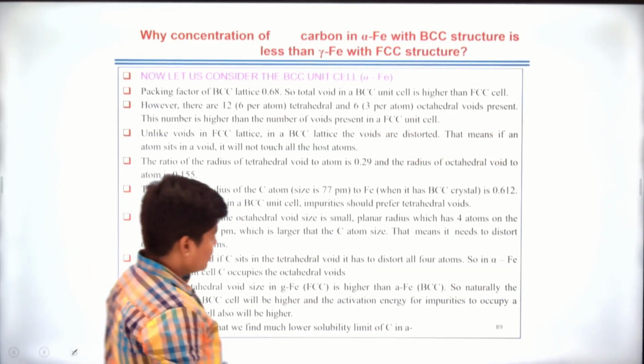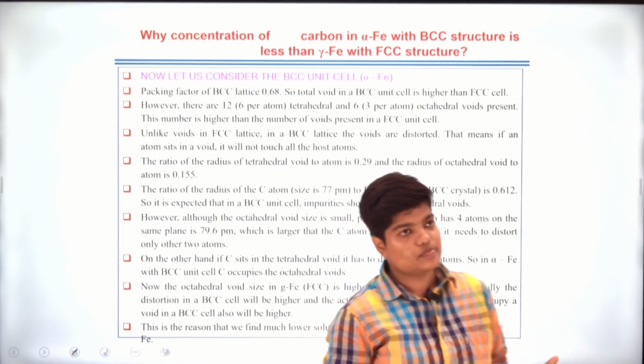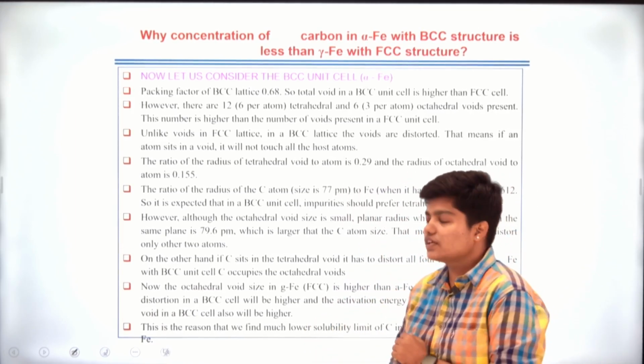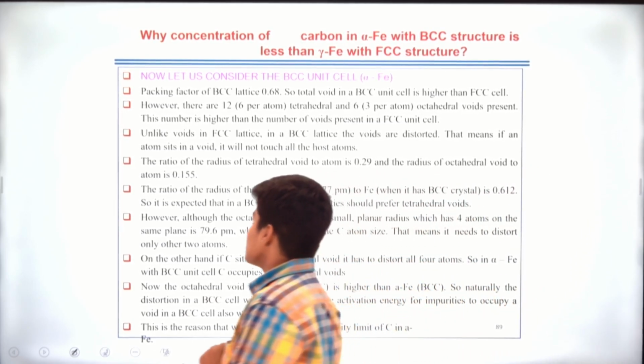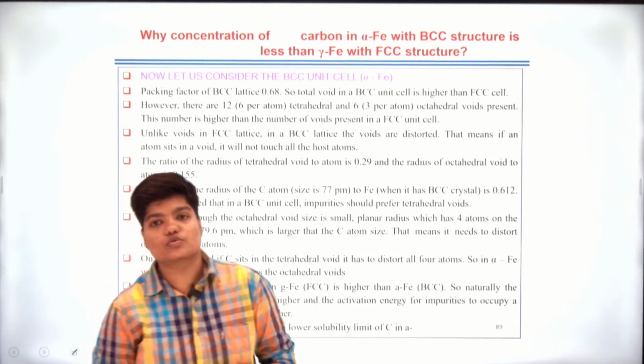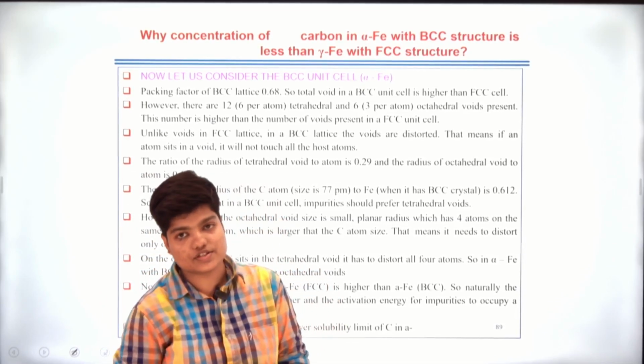So now here is the explanation in BCC structure. Similarly, like FCC, the packing factor for BCC is 0.68. Okay. And in BCC structure, the total tetrahedral voids will be 12 and the octahedral voids will be 6.